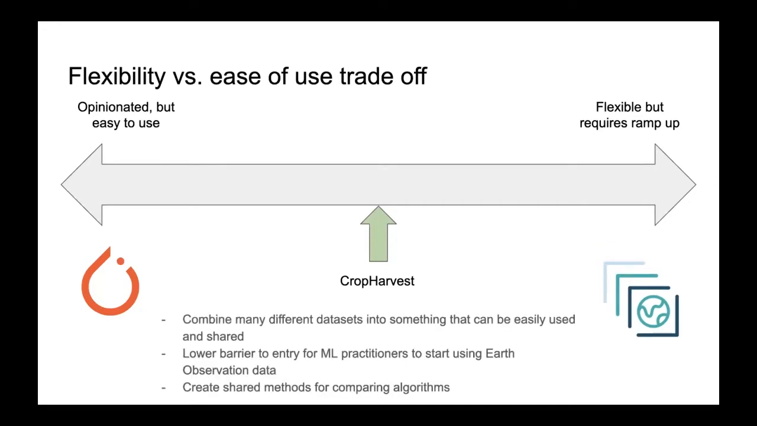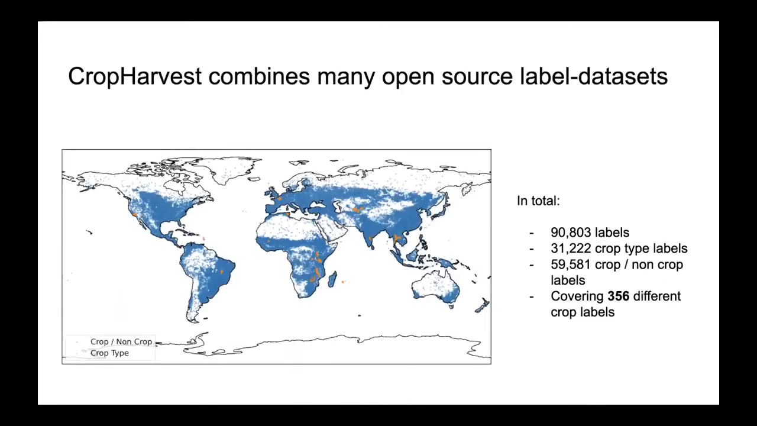So the main goals of CropHarvest are to take many different Earth observation datasets, specifically related to agriculture, and combine them into something which can easily be shared. It's to lower the barriers to entry for machine learning practitioners who want to start using Earth observation data, and it's to create shared methods for comparing algorithms for crop type classification from remote sensing data. To create this dataset, we aggregated a number of datasets yielding over 90,000 labels in total with global coverage. All labels have a crop or non-crop attribute, and 31,000 have more granular crop land use attributes as well, covering 356 different classes.